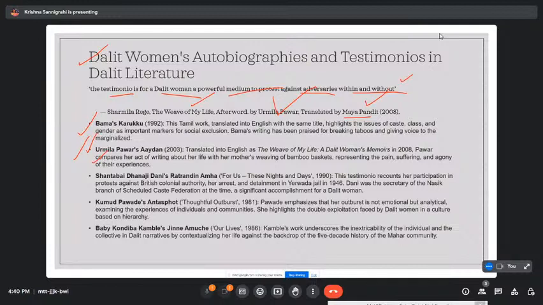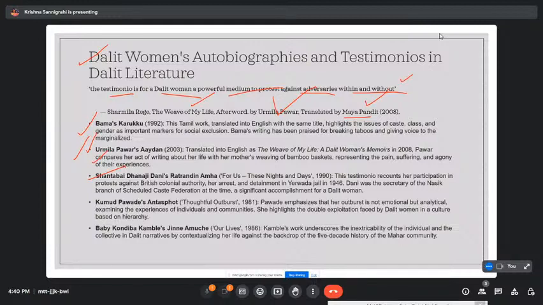Then comes Shantabai Dani's For Us These Nights and Days. This testimonial recounts her participation in protest against British colonial authority, her arrest and detainment in Yerwada jail in 1946. Dani was the secretary of the Nashik branch of the Scheduled Caste Federation at the time, a significant accomplishment for a Dalit woman.